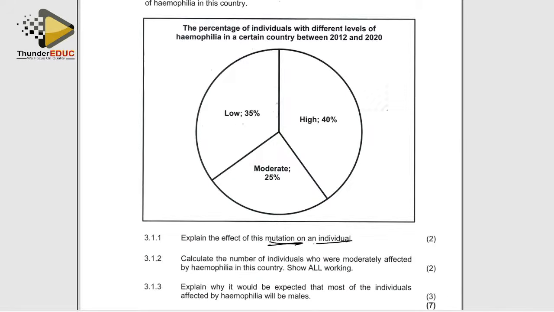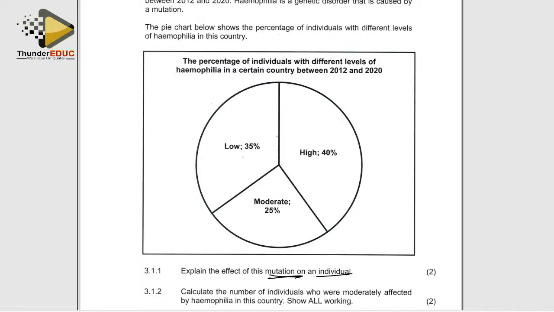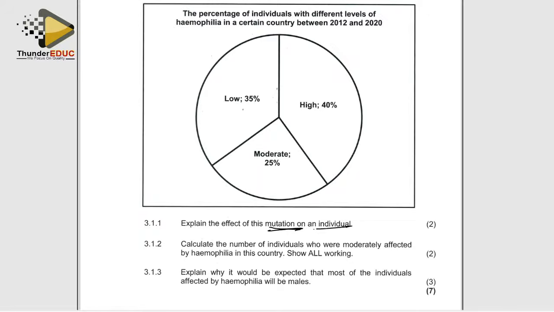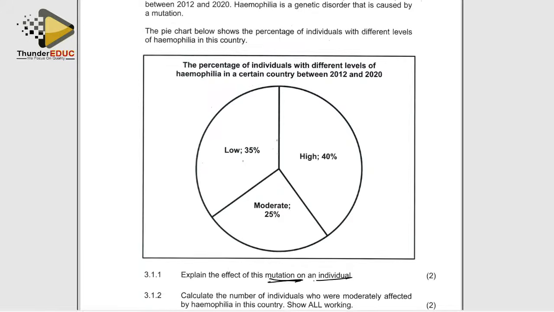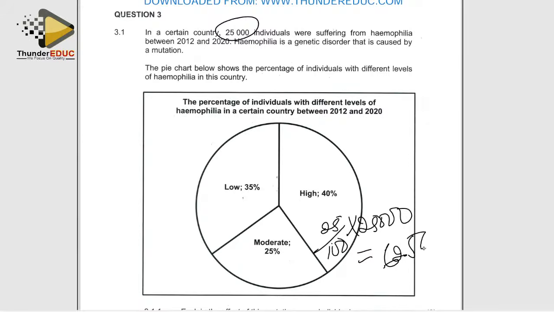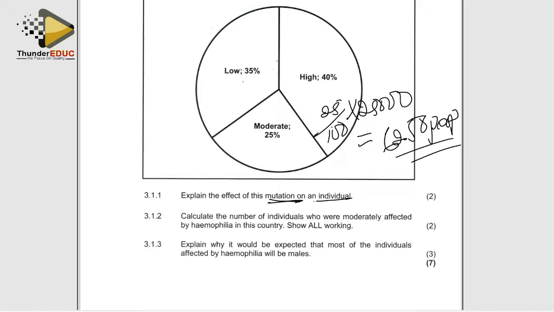The mutation basically causes the blood not to clot. You understand? So you lose a lot of blood in such a situation. Calculate the number of individuals who were moderately affected by hemophilia in the country. Show your working. In this case, 1,250 people, so those are the people who were moderately affected by hemophilia.